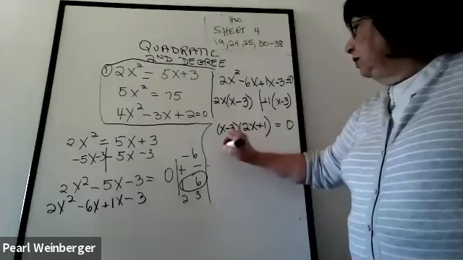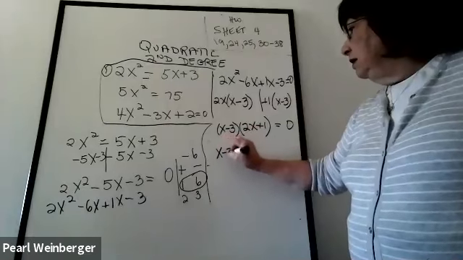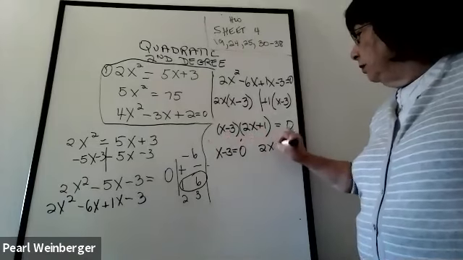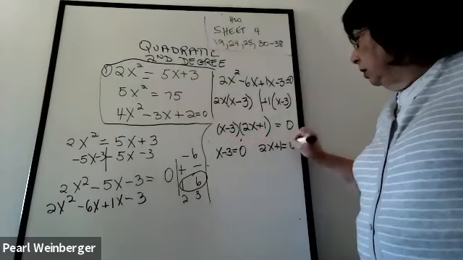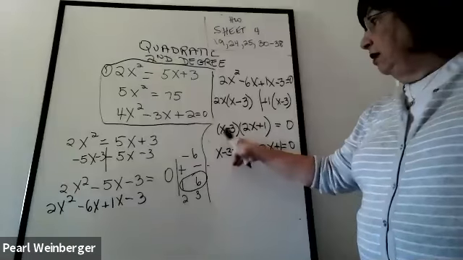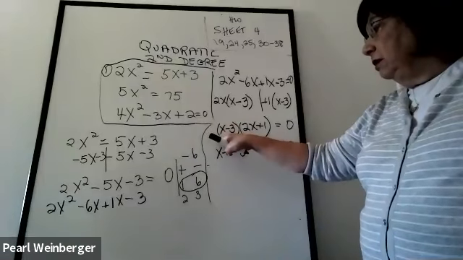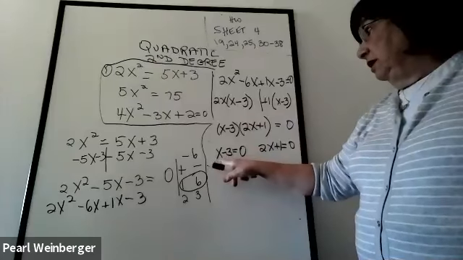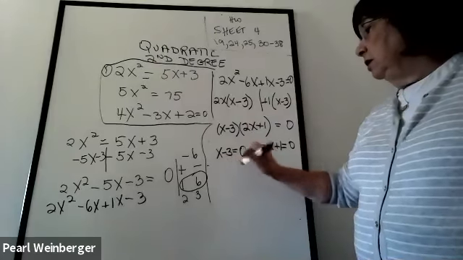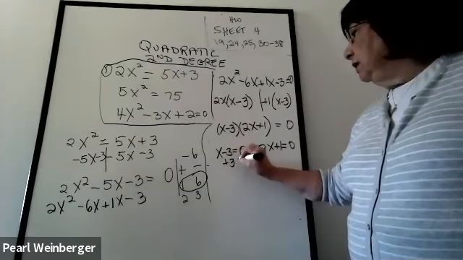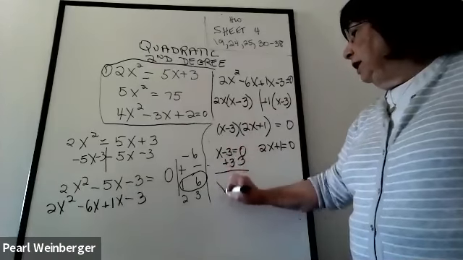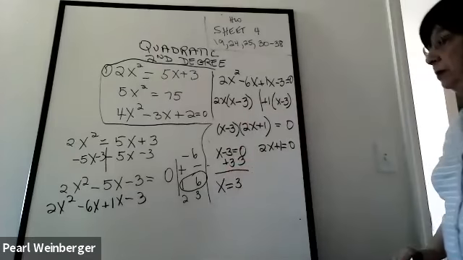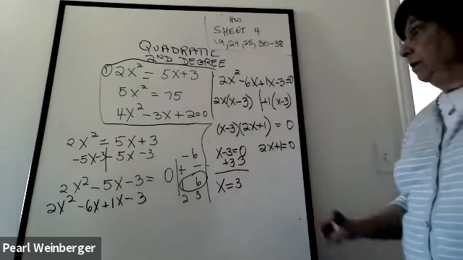We take each of these parentheses and separately set them equal to 0 to get our two answers. Either the first parentheses can equal 0 or the second. In the first parentheses, if I have x minus 3 equals 0, I can add 3 to both sides, and that'll give me x equals 3. One of the answers to this problem is x equals 3.